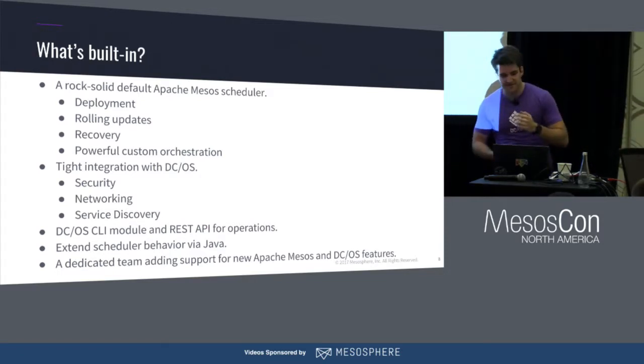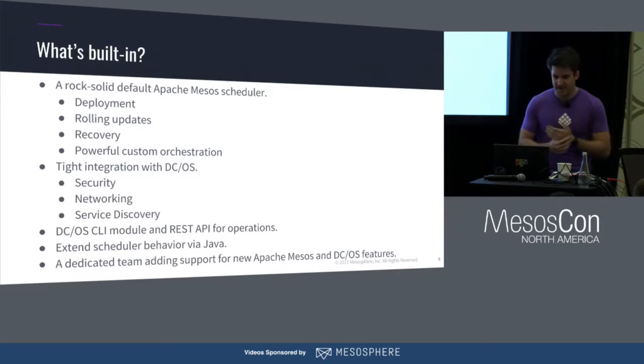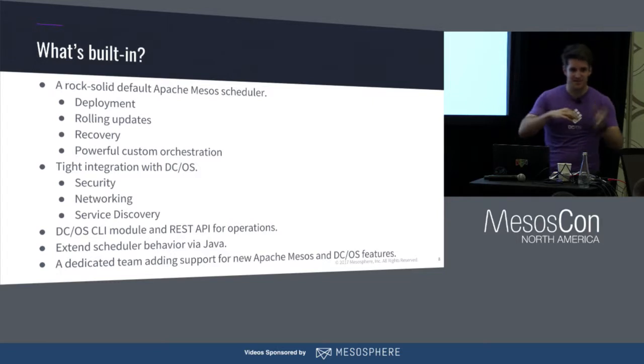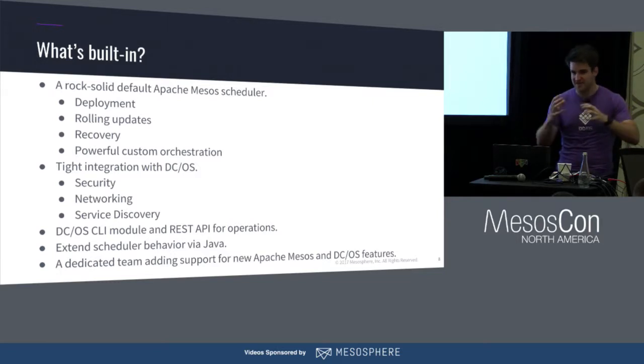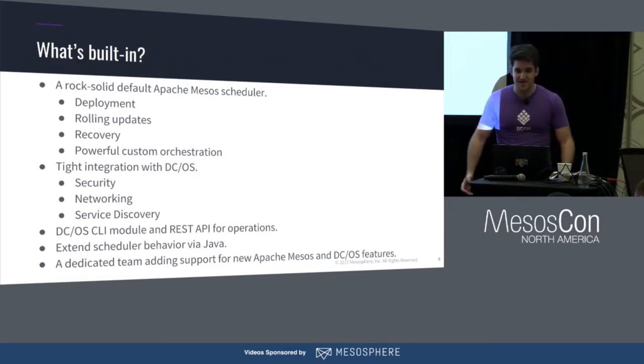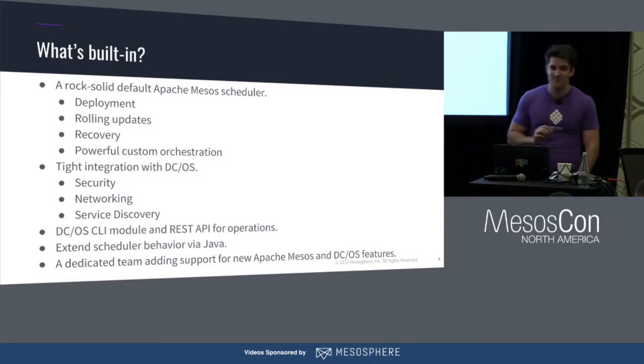We talked about powerful custom orchestration, so there's the plans logic we'll go into, but additionally, you can extend scheduler behavior very deeply by writing a bit of Java. We have hooks for diving into the actual Java that is interpreting the declarative API and turning it into orchestration. Additionally, there are 12 people that work on this full time, right?